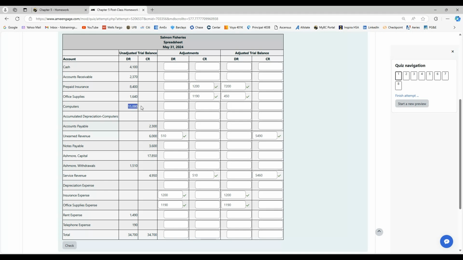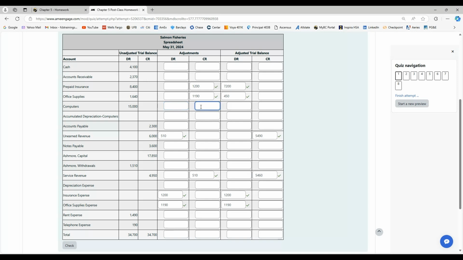So the 15,000 represents, it tells us in the problem here, it's 5 years. So if we take 15,000 divided by 5, we get 3,000. So it would be 3,000 of depreciation expense per year. And if we want to get to monthly, we can then just divide by 12 to get us to $250 of depreciation expense per month. And it says we bought them on May 1st, so 1 month of depreciation has occurred in May.